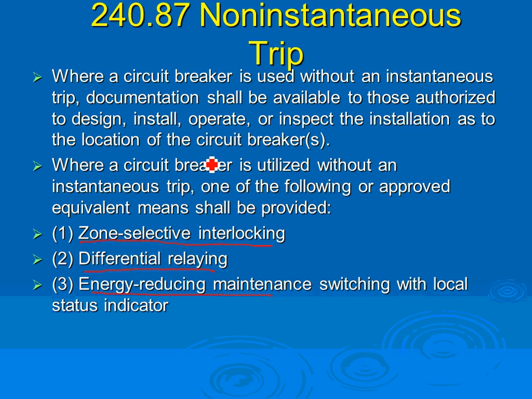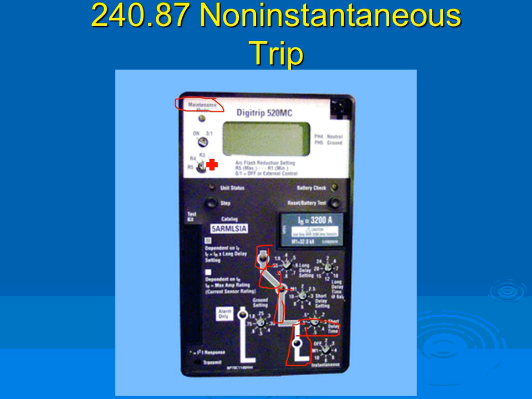Otherwise, you have to have differential relay and zone interlocking. With differential relay, guys, you're looking at what's happening inside the switchgear. If there's a short circuit inside the switchgear, you isolate the circuit breakers, all circuit breakers coming to that switchgear.